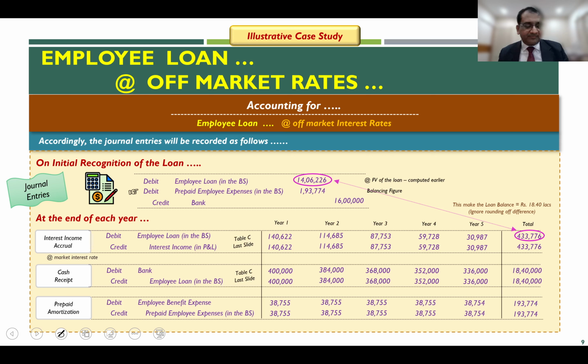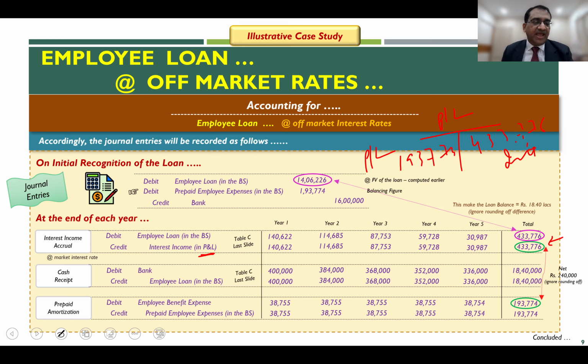Now, if you look at this 433, which is your interest income, and this 193, what is happening? In P&L, you have given a credit in the interest income. If you look at the 5 years collectively, in the credit side of the P&L, 433,766, you have given a credit for the interest income based on market rate. But you have also debited to the P&L an amount equal to 193,774.